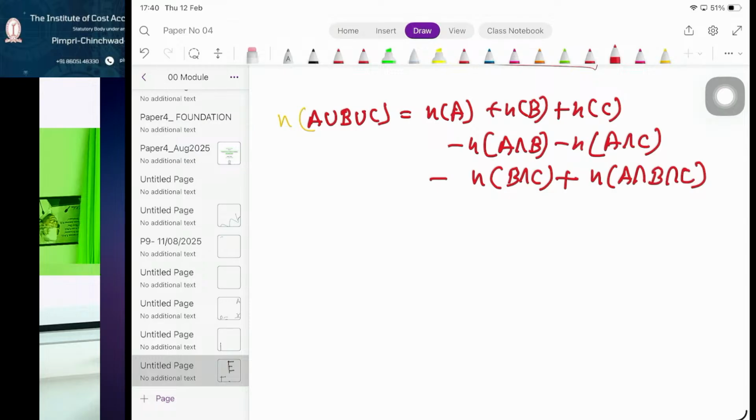Write down this important formula. A union B union C.